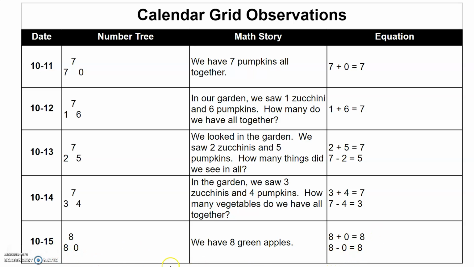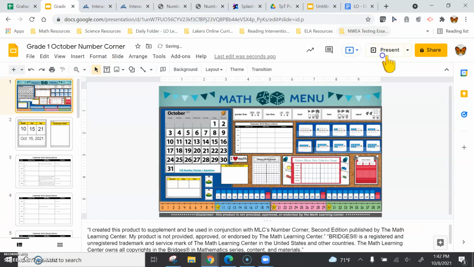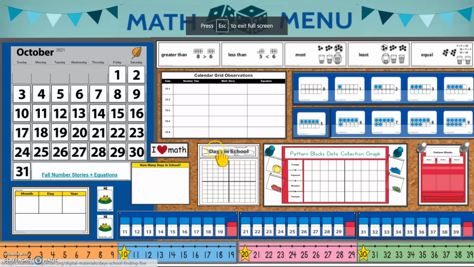And then we're going to use that same number tree to help us do more. So if I have 8 and I take 0 away, how many do I have left? The answer is 8. Great job, All-Stars. Great job. Let's go to our days in school.